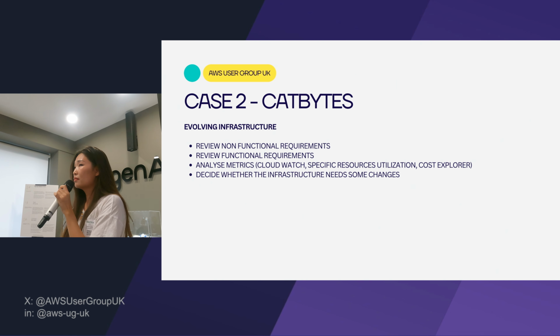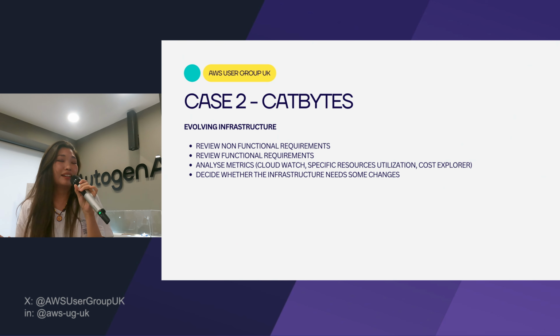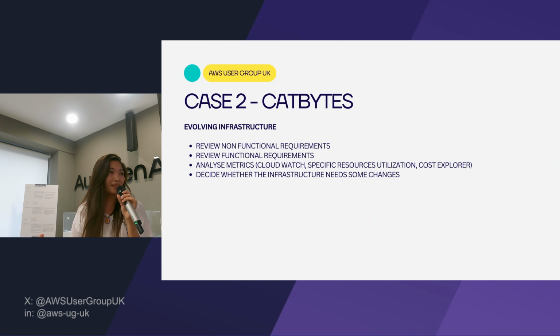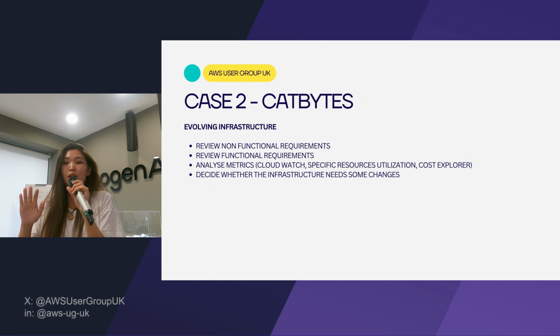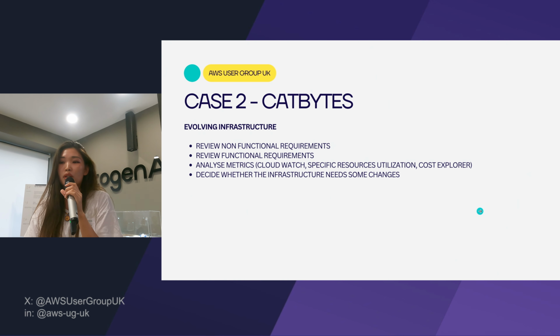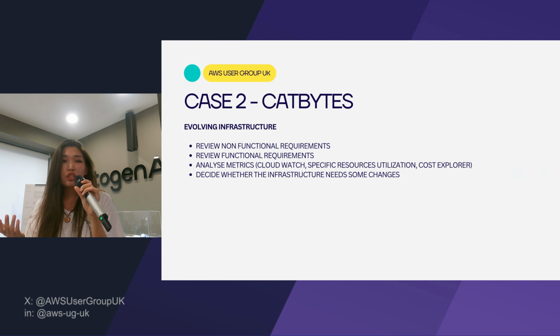I don't know how much time I have. 5 minutes. Maybe, okay, I think I can do that. This one is going to be very fast because we're not going to go through the same steps again. Here we will skip the first 2, like non-functional requirements. We'll just assume that they are the same as when we were planning the project. What we're going to do is analyze the metrics that we are collecting now since the project went live, okay? And then we decide whether the infrastructure needs some changes or not.